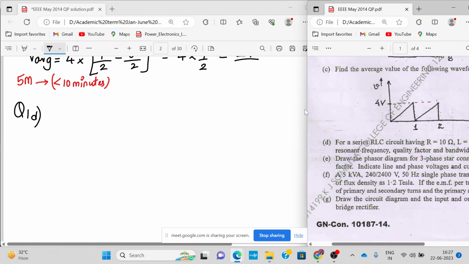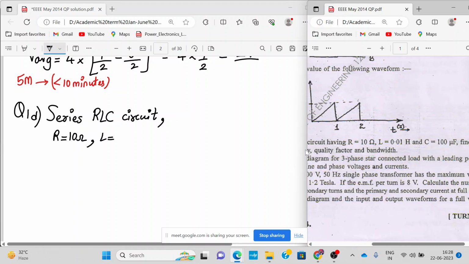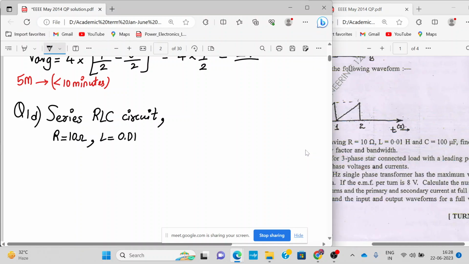Okay, so I will help you out in this. First, write down the data. You can write it along with me. You have a series RLC circuit. See, series, parallel RLC, series resonance, parallel resonance, these are important things. So we have a series RLC circuit where R value is given as 10 ohm, L value is 0.01 Henry, and C is 100 microfarad. So this is the given data to us.